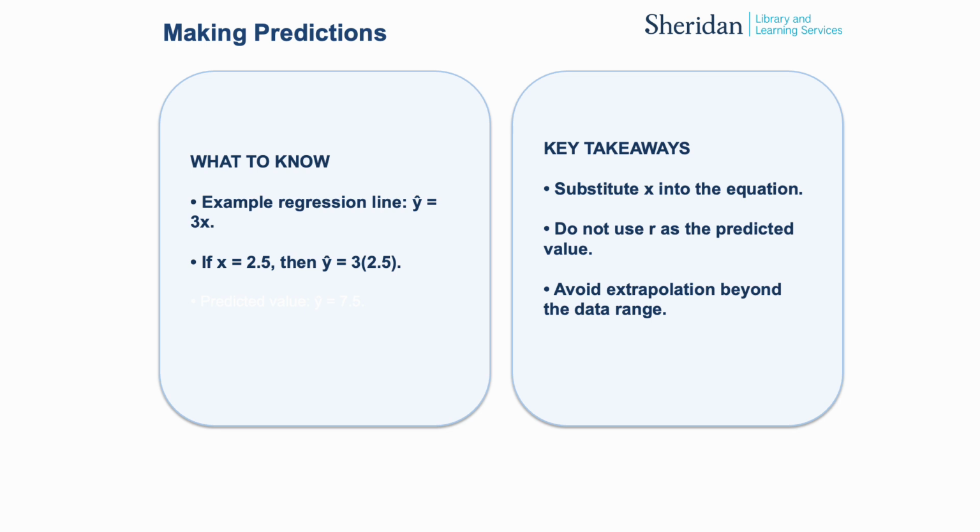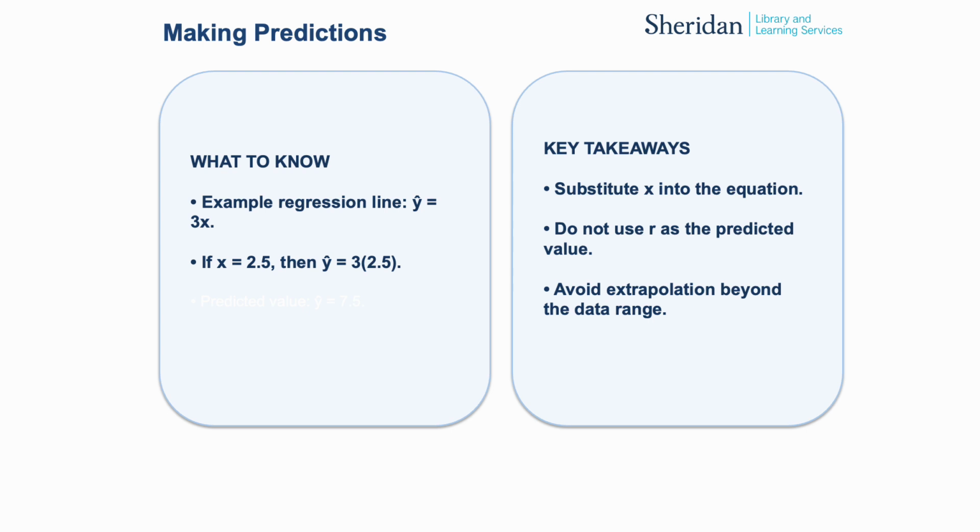Now let's take a known regression equation and learn how to use it to make predictions. For example, if we have a line y hat is equal to 3x, and we are asked to predict the value of y at x equal to 2.5. To solve this problem, we simply replace x with 2.5. So y hat is equal to 3 multiplied by 2.5, which equals 7.5. So the best predicted value of y is 7.5.